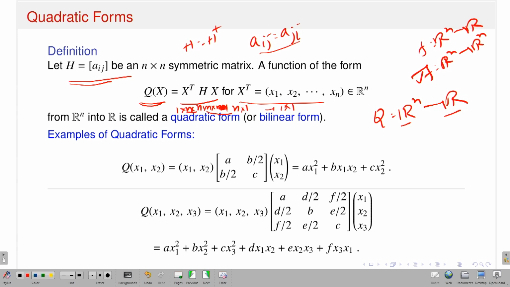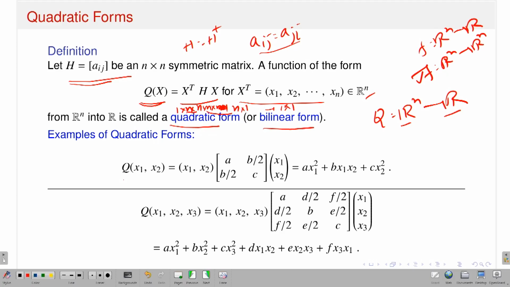So therefore, given a symmetric matrix, I am associating a map q from Rn to R, whose action is q of x equals x transpose Hx, where x is an element in Rn. This is called a quadratic form or a bilinear form. Okay. Let us see some examples.